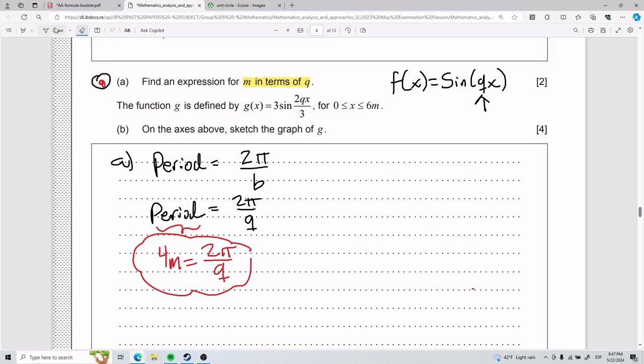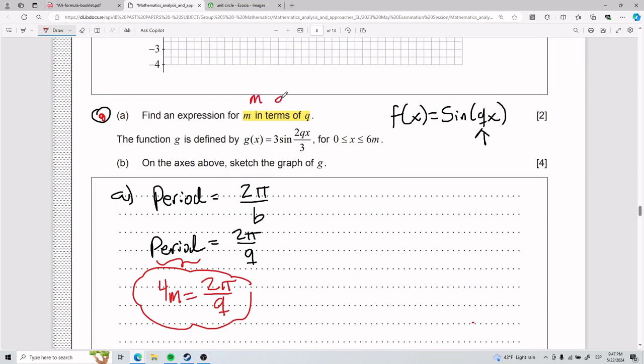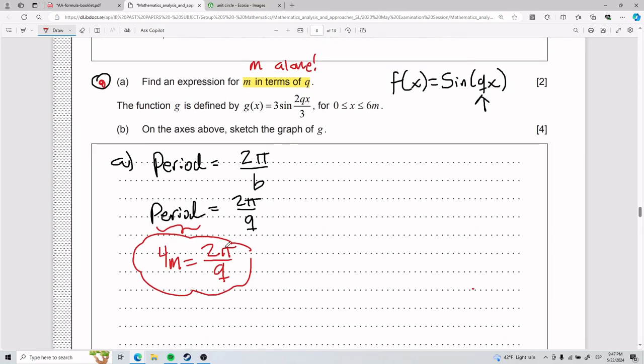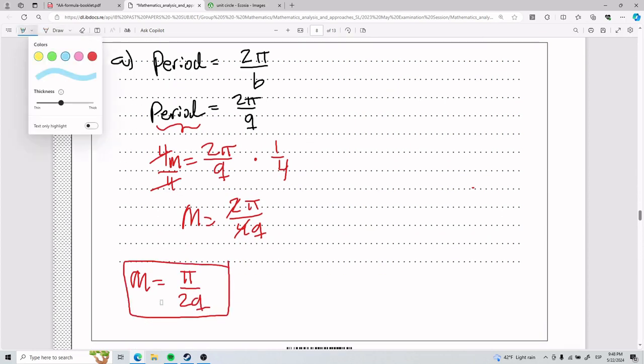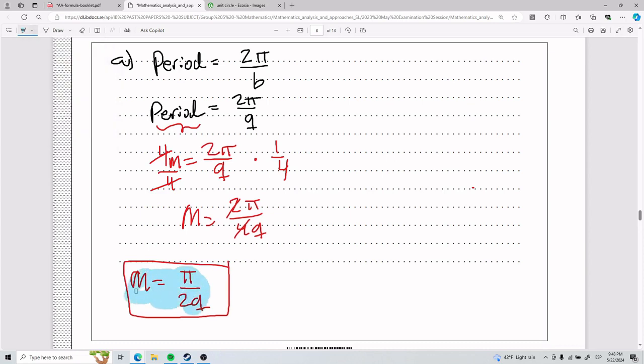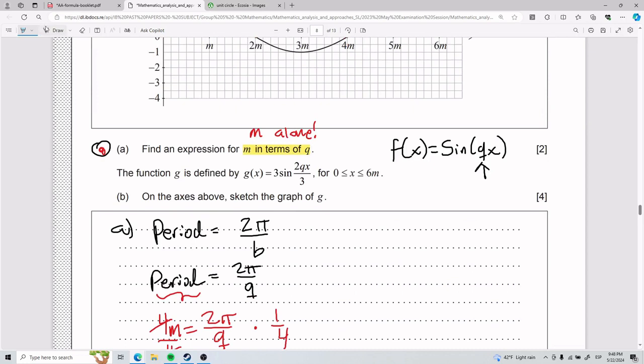And so you want m in terms of q. That means that m has to be alone. How do you get m alone from here? Well, it's being multiplied by 4, so you can divide by 4 to both sides. So that means this goes away with this. M has to equal 2 pi divided by 4q. You divide by 2 on the top and on the bottom. So M has to equal pi divided by 2q. Let me put this in light blue just so that we recall what's going on. M has to equal pi divided by 2q, and that is for part A.